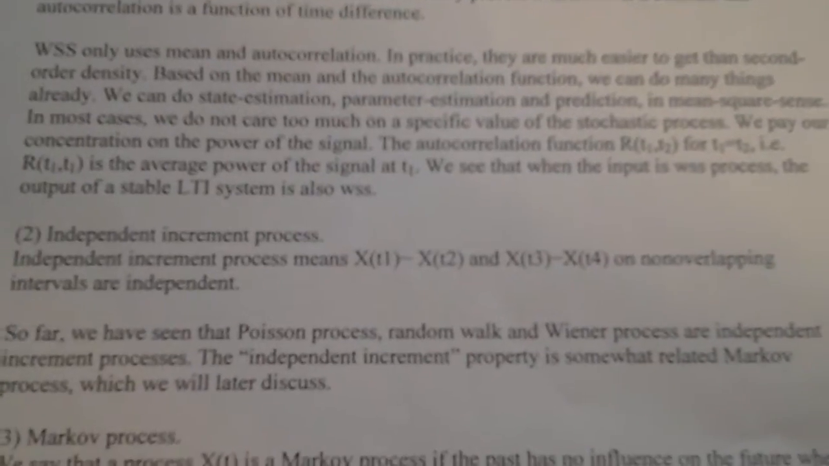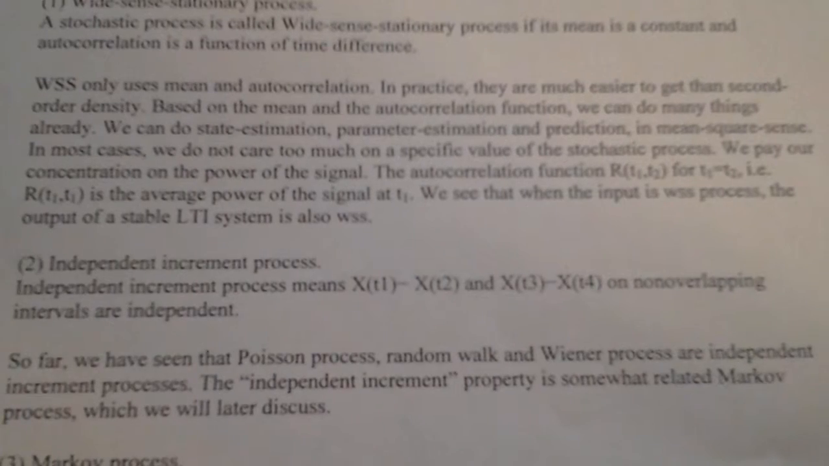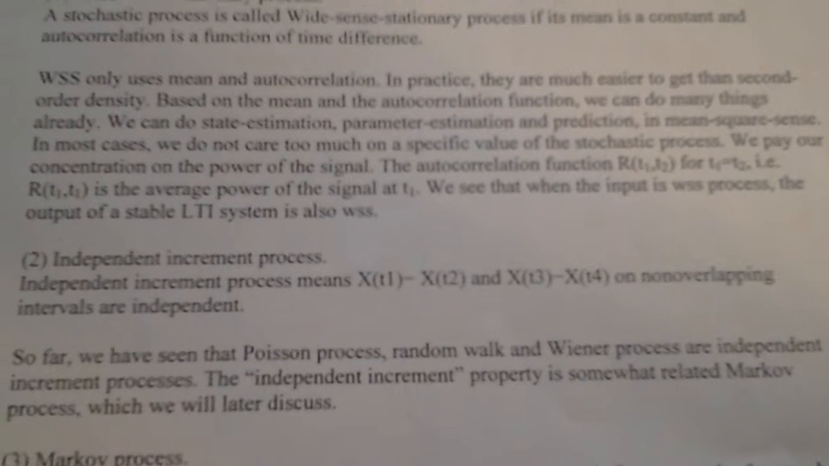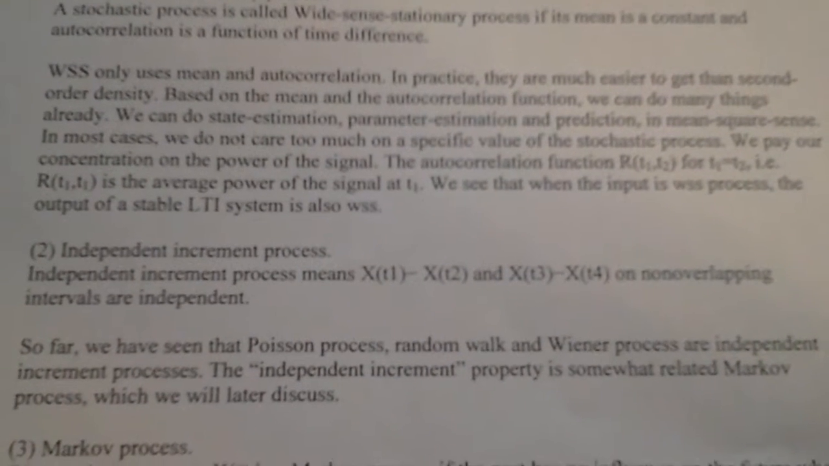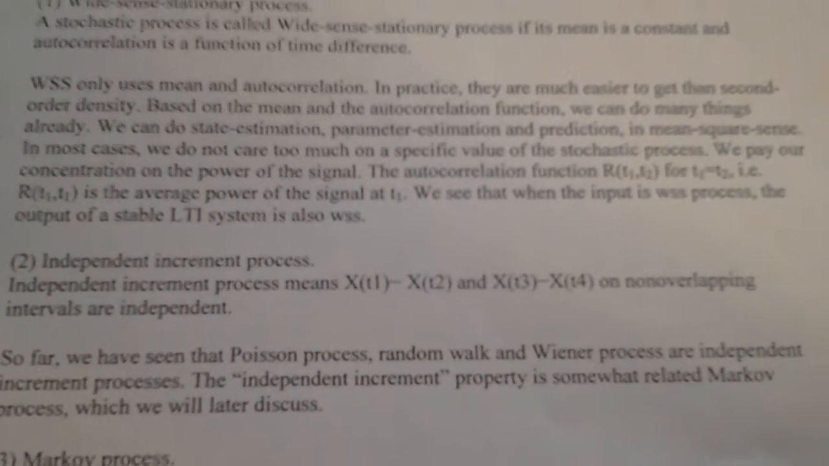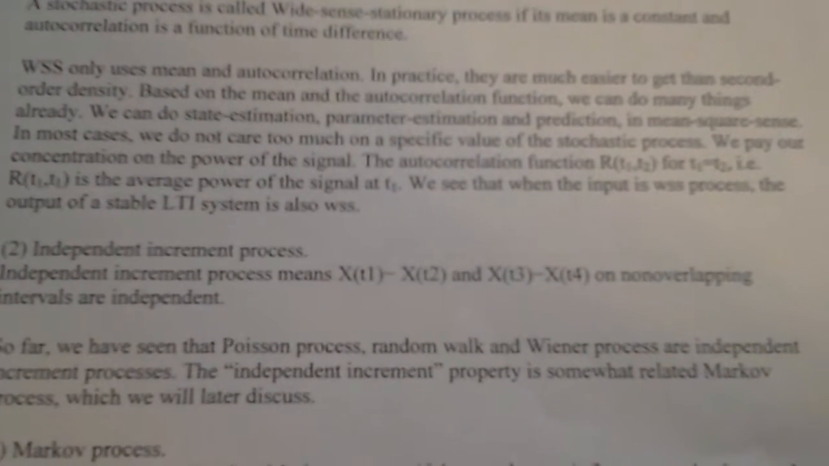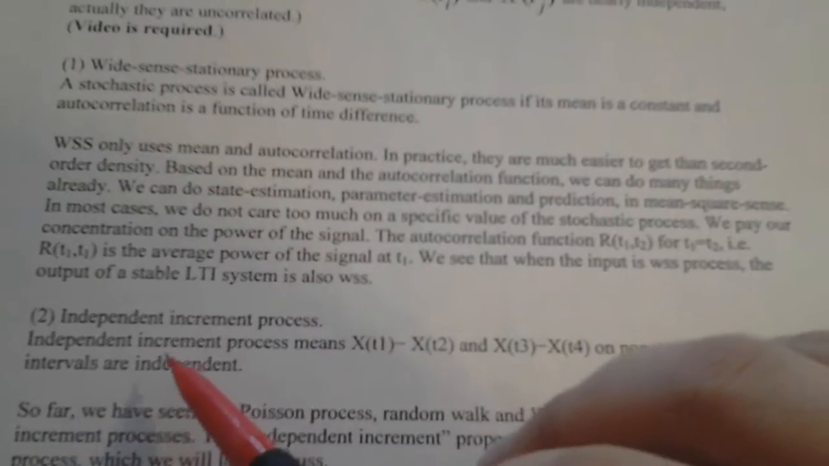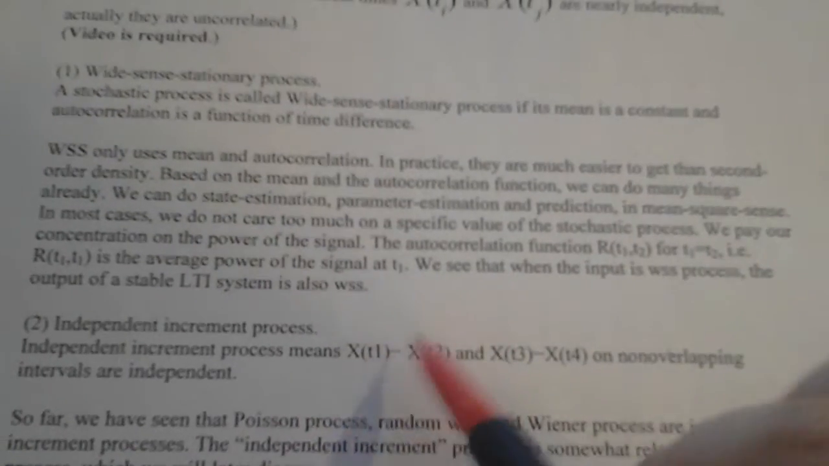Independent increment process, we talk about this because it's important for Markov. Basically, it means that if we have a stochastic process at 2 time points t1 and t2, the difference in value of the stochastic process at those 2 time points versus the difference of the stochastic process at 2 different time points t3, t4, given that the time intervals are not overlapping, these two terms are also independent of one another.